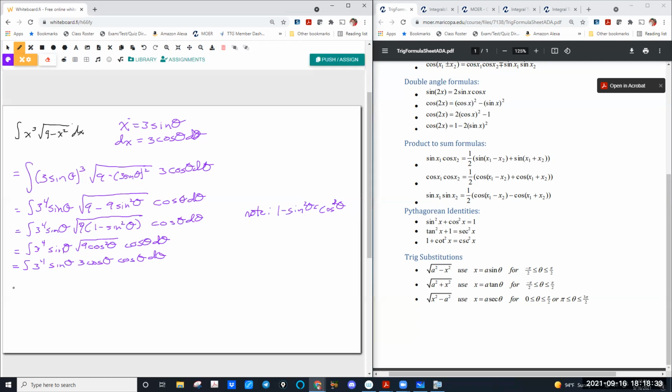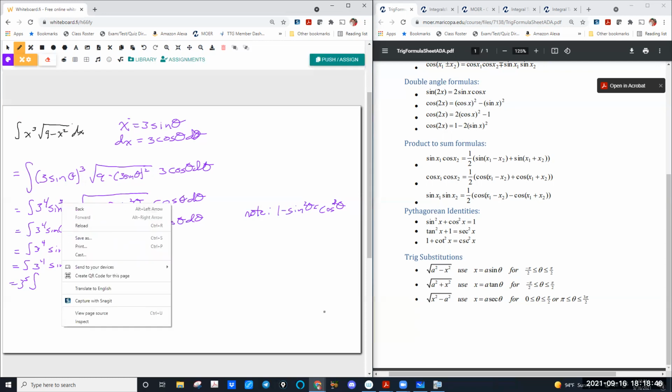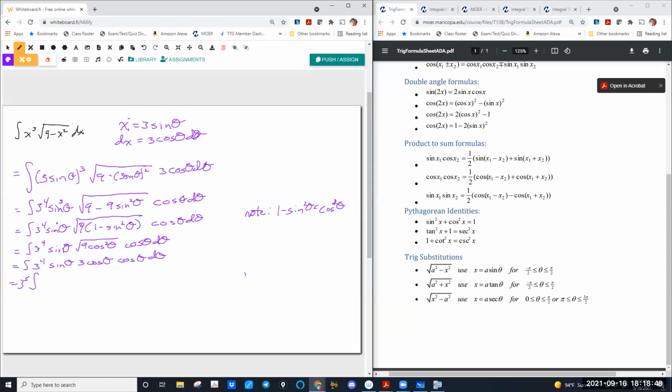All right, let's get these 3's out of here. Let's put that 3 with this 3. That gives us 3 to the 5th. I'm going to pull them out this time. Oh, shoot. Guys, I got to go back and fix something. This sine should have been cubed, because it was cubed up there. Apologies. Sine cubed theta, and cosine times cosine is cosine squared theta d theta.